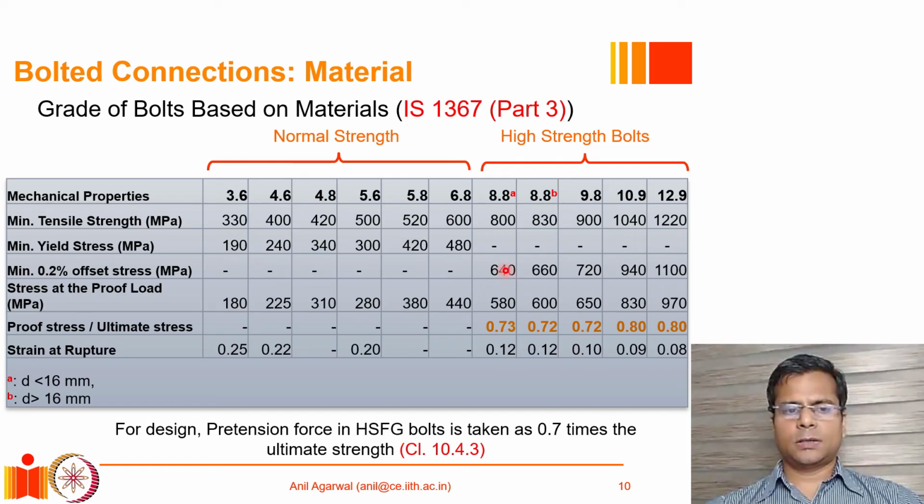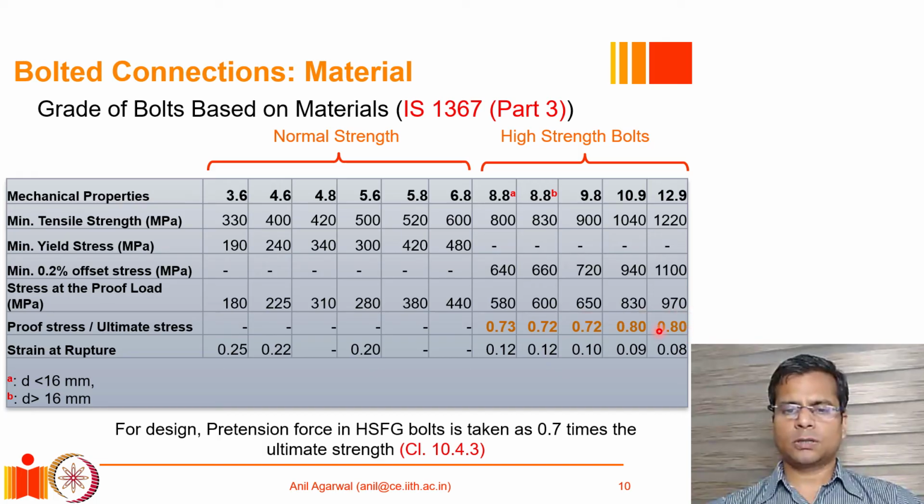There is another interesting stress value of use, which is known as the stress at proof load. These values are also provided by the code. The proof load is the load to which a bolt can be loaded or pre-tensioned. Generally, the normal strength bolts are not pre-tensioned in a structure, but high strength bolts are often pre-stressed or pre-tensioned in a structure, and they provide a friction grip kind of bolted connection.